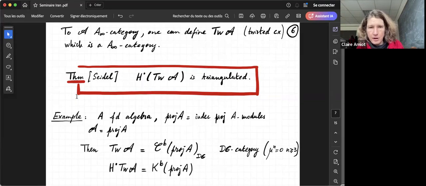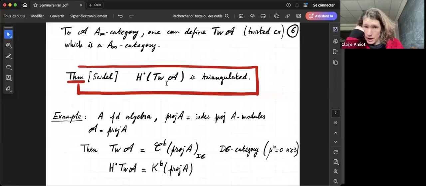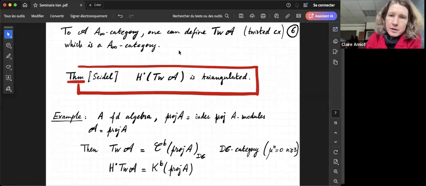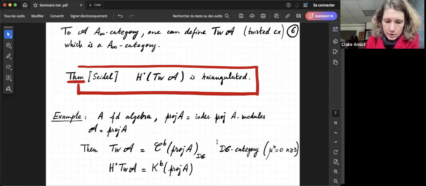And the theorem due to Seidel says that I start with an A infinity category, I perform the twist of A, so it's again an A infinity category, and I take the homology. So now I end up with a usual category, and this usual category is triangulated. So from an A infinity category, I can construct a triangulated category. Let me give a very simple example, though I didn't give you the definition of twisted complex, just to give you an idea.